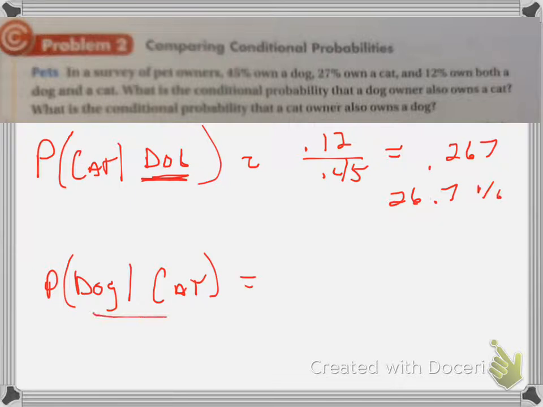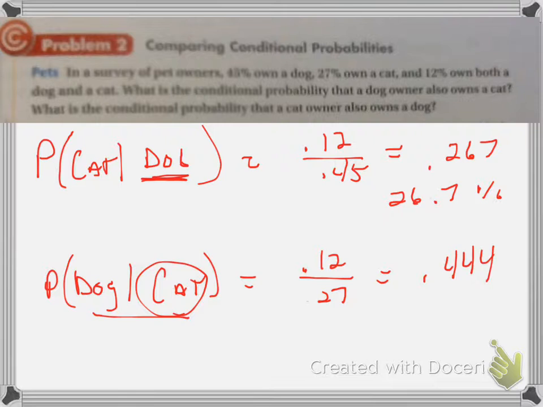Now it's the same thing. It's still the probability of both, which still remains the same, 0.12, but now you're going to divide by the probability of a cat owner. If I look up top, 0.27 own a cat. Okay, so 0.12 divided by 0.27 is 0.444 or 44.4%.